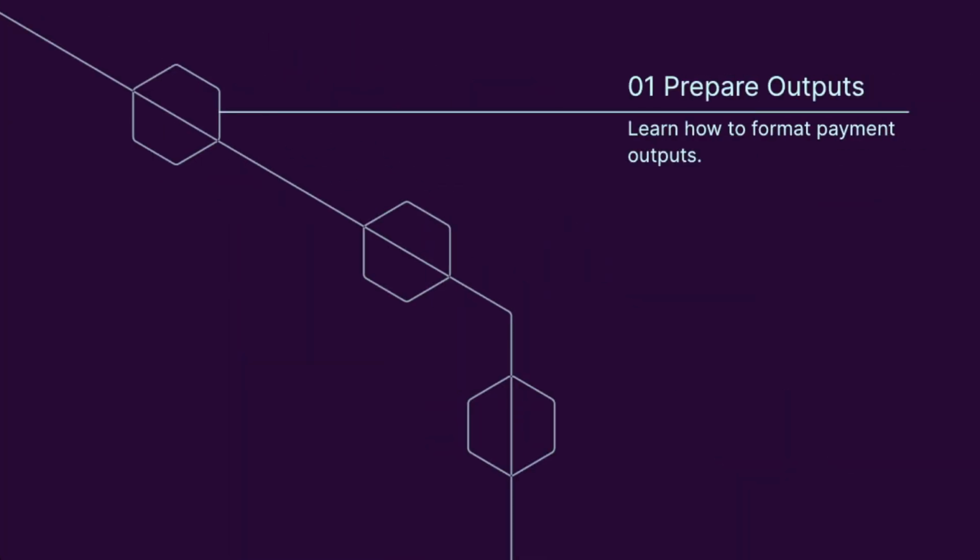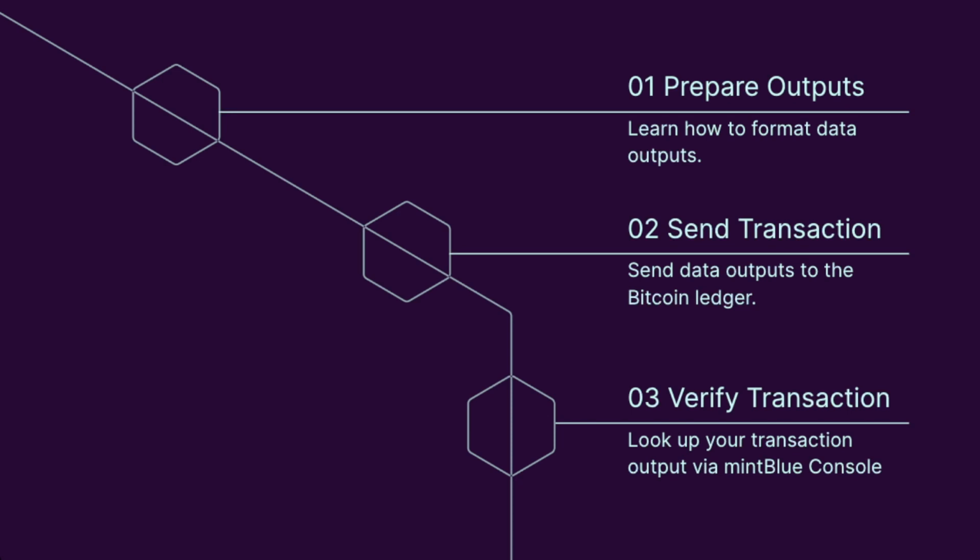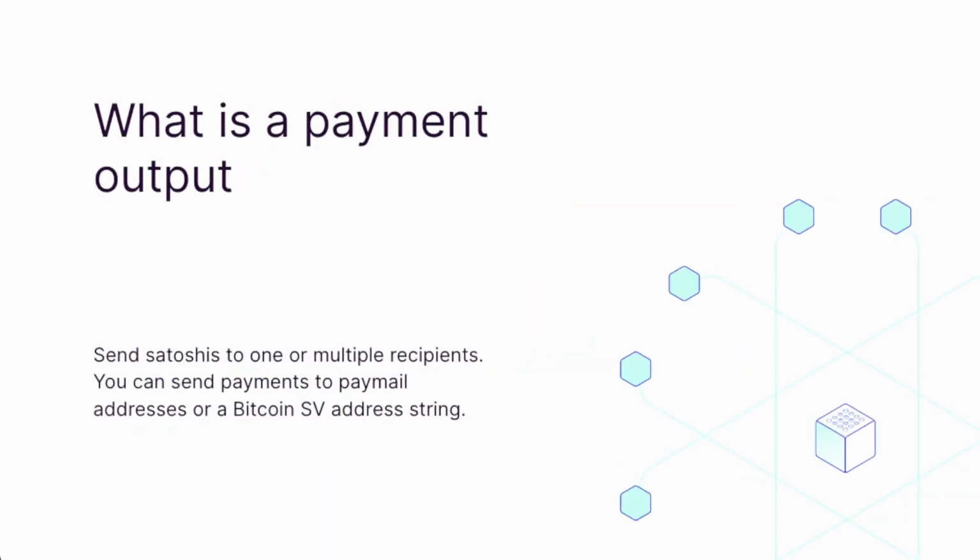To send a payment output, we need to prepare the outputs array. Next, we can send the transaction to the mintBlue platform for final storage on the Bitcoin blockchain. And finally, I want to verify my payment transaction via the mintBlue console to make sure the transaction has been successful.